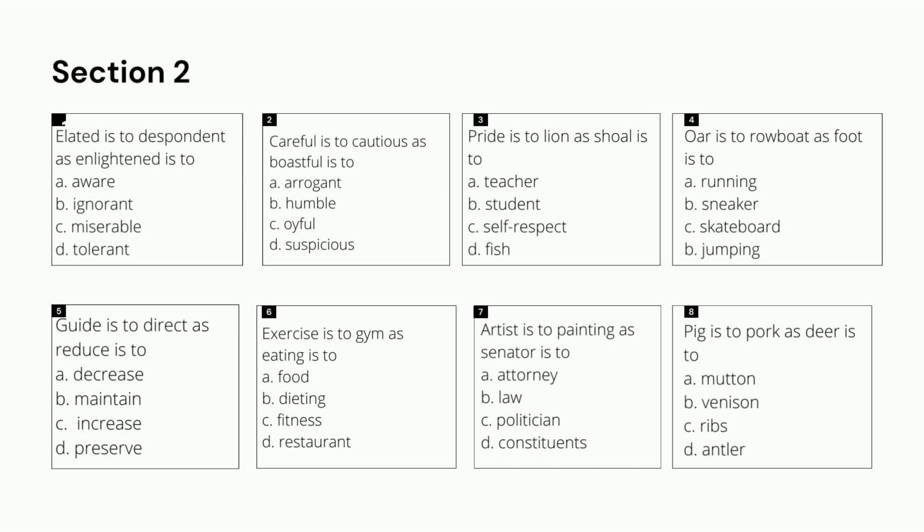Number 7. Artist is to painting as senator is to law. Woohoo! So an artist makes paintings and a senator makes laws. Okay, we're on the last one. Pig is to pork as deer is to venison. So the pig's meat is called pork and the deer's meat is called venison.